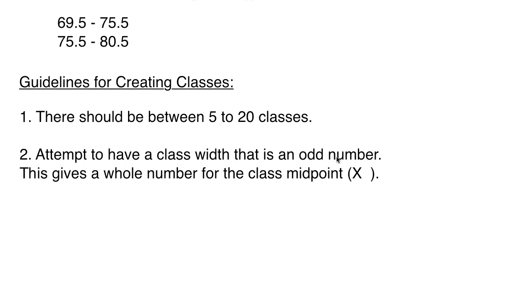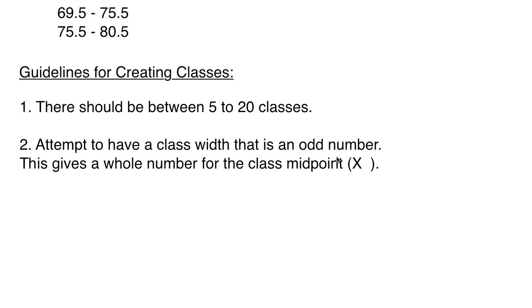The first one makes sense and should be quite clear. There should be between 5 to 20 classes. This would be ideal. If you're going above 20 class limits, you have too many class limits. You're being a little too meticulous with slicing your data apart into these small niche subgroups. And on the other hand, if you are dropping below 5 with the number of class limits, you're really kind of grouping too much together.